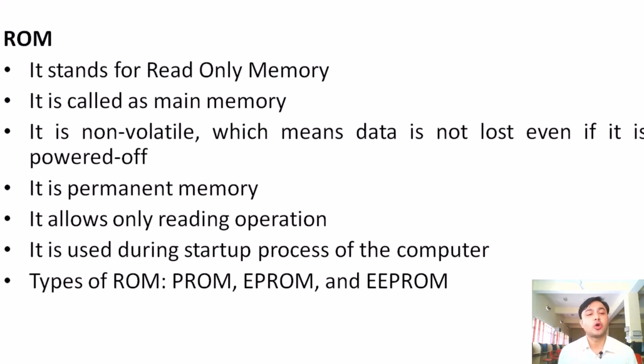Then in the case of ROM, it stands for read-only memory, that is not used for writing purposes. It is also called main memory. The third point is that it is non-volatile, which means data is not lost even if there is a power off. If data is not lost, then it is also called permanent memory. And it allows only reading operation. You cannot write. But in the case of RAM, there are both operations, reading and writing.